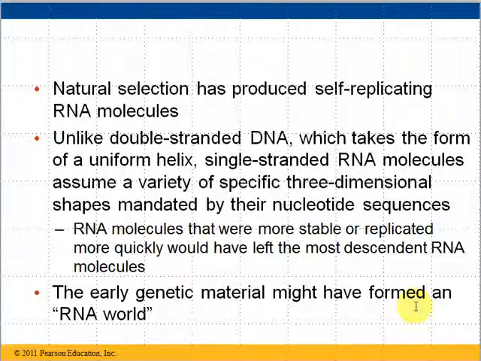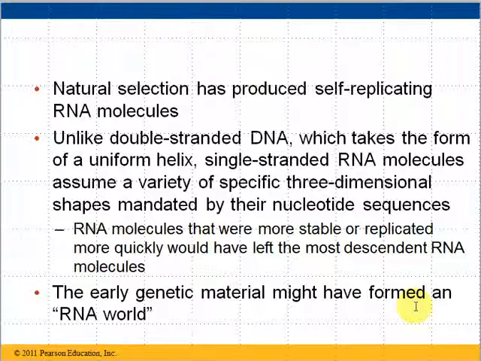And remember, when we talked about differences, suddenly you have the ability for natural selection to begin working on these differences. And RNA molecules that were more stable or perhaps replicated more quickly would have been favored by natural selection in these early cells or protocells, and they would have left what we might call more descendants of RNA molecules. So this early genetic material might have formed what you might call an RNA world, and it may have been a world before the eventual formation and then the use of DNA that the living creatures have today.